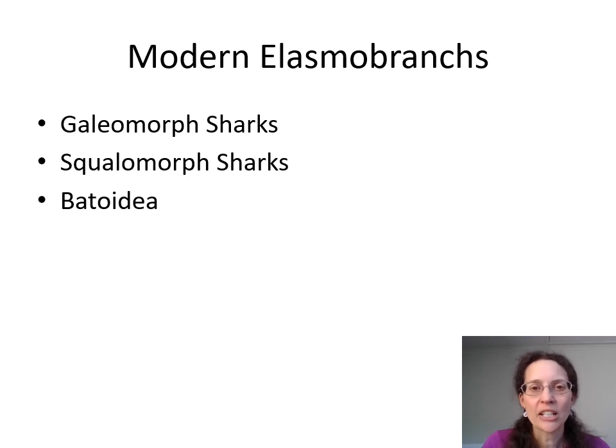Within that Neoselachii, we'll be talking about our modern Elasmobranchs. We can break these into three major groups. We have our galeomorph sharks, our squalomorph sharks, and our Batoidea. The Batoidea are the skates and the rays.